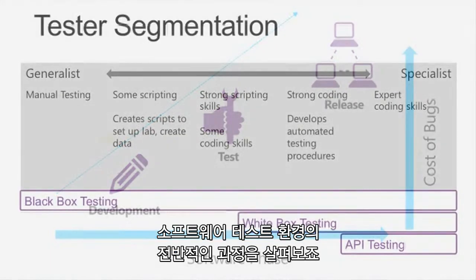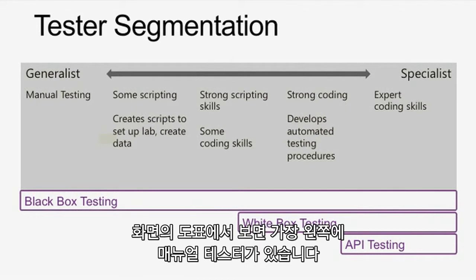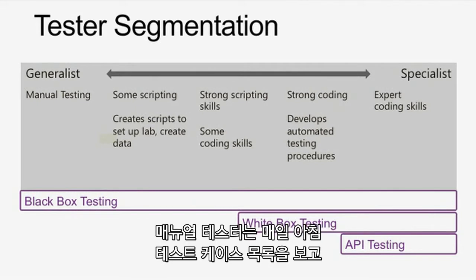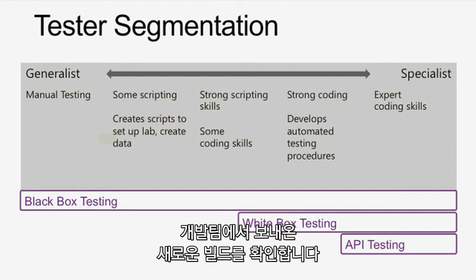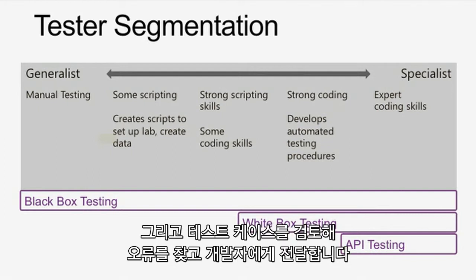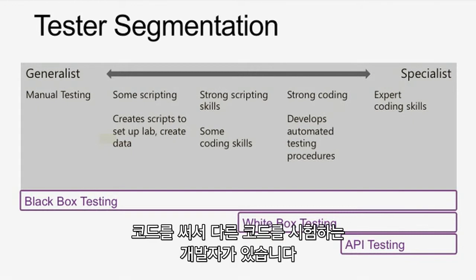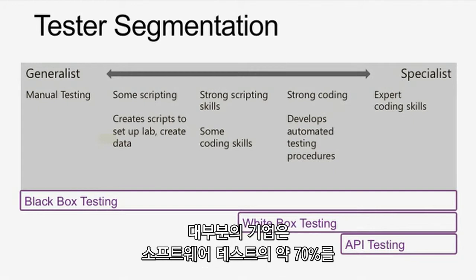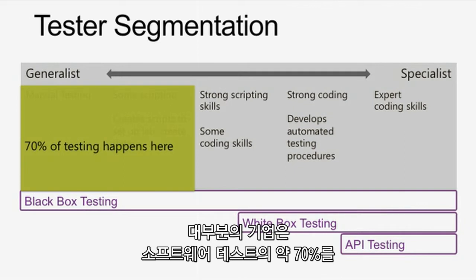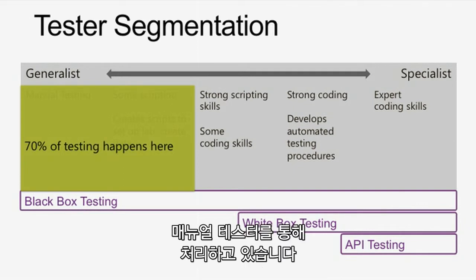And when we looked at the entire software testing landscape, if you look at this diagram, you'll see at the far left side, these are manual testers. These are manual testers that wake up every morning and they look at a list of test cases and they look at new builds that are coming from the development team and they run through those test runs and they report bugs back to the developers. And then at the far right end of the spectrum, we have developers who are writing code which tests other code. Now, we know that across most organizations, about 70% of the software testing still takes place at the far left end of the spectrum.